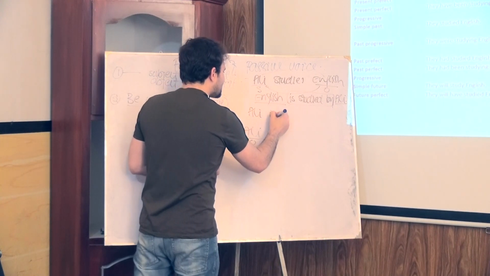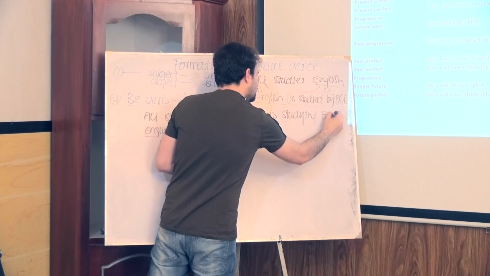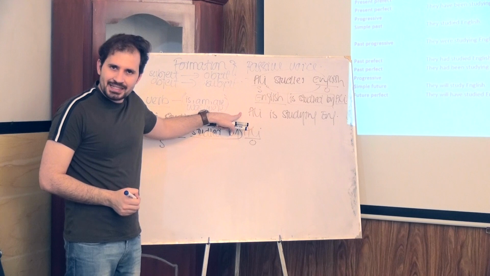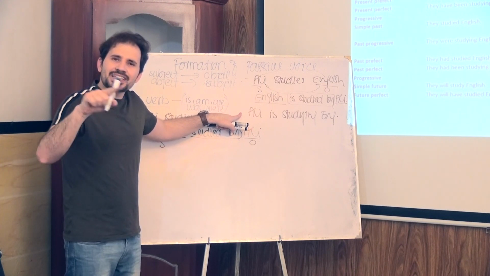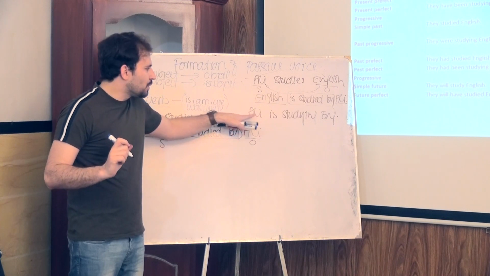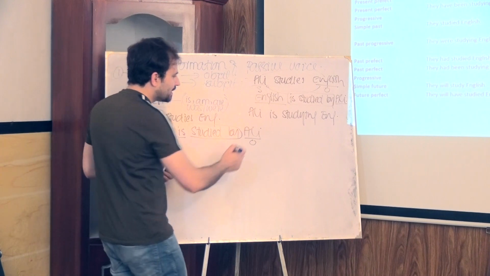Ali is studying English. Ali is studying English. Now which tense is this? This is present continuous tense. Again, the entire game we will just only have changes. We will see changes in be verbs, nowhere else. Rest of the sentence would be entirely the same.